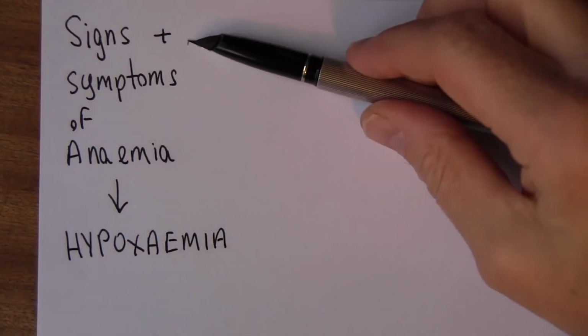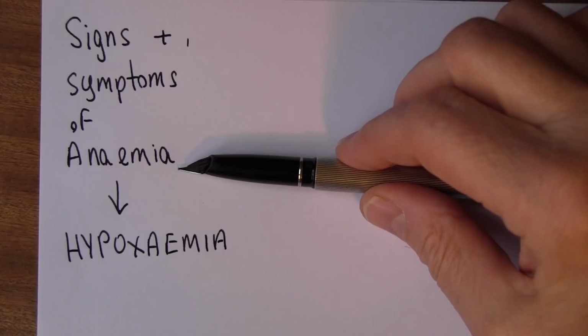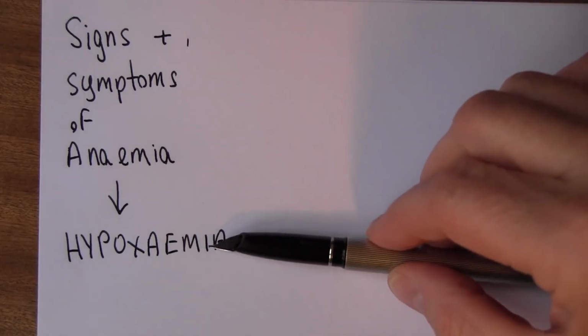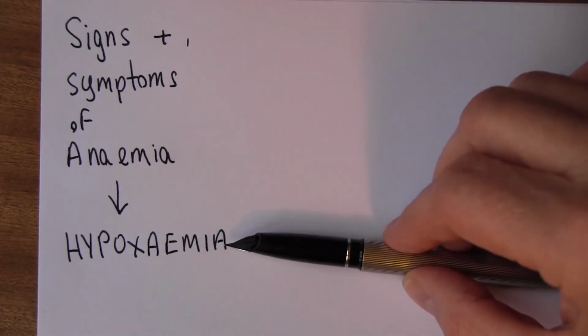Now, carrying on our thinking about the signs and symptoms that we can see in anaemia, we notice that anaemia causes hypoxemia, a reduced amount of oxygen in the blood. And actually, this is what anaemia really is. Anaemia is a reduced oxygen carrying capacity of the blood.